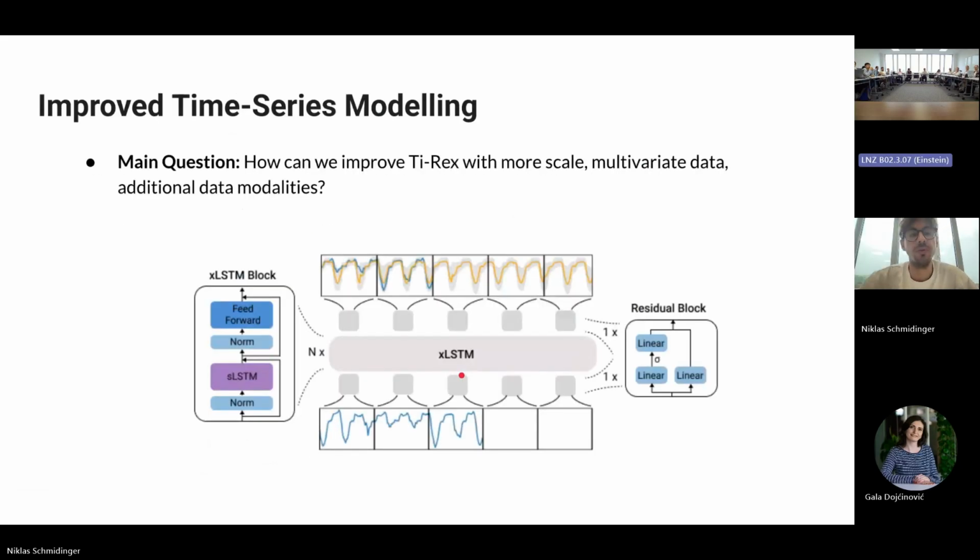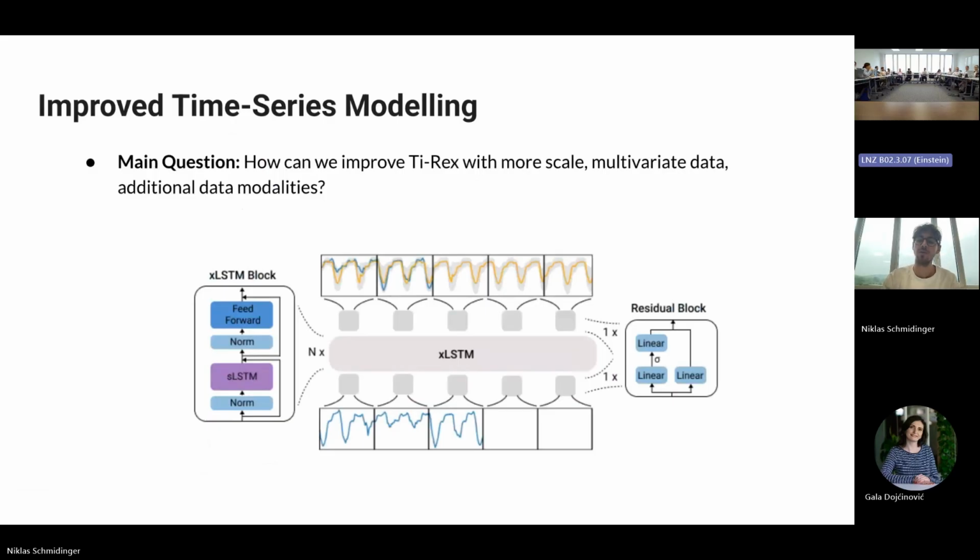Another thing is, okay, how do you do improved time series modeling? Because T-Rex was a first step in this direction, but first, how can it be improved with more scale, more scale in model parameters, but also more data, different data. Also doing multivariate modeling.